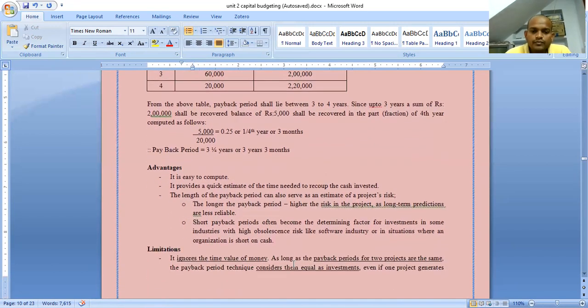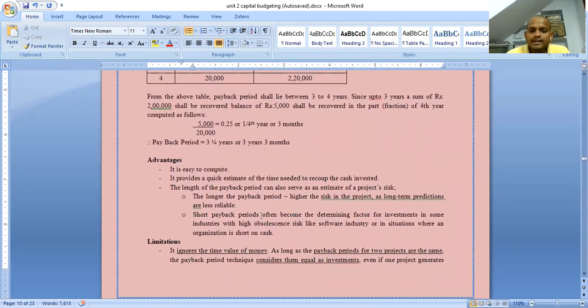So predictions are less reliable in the long duration. Short payback period often becomes the determining factor for the investment in some industries which have high obsolescence risk, like the software industry, or in situations where an organization is short on cash.